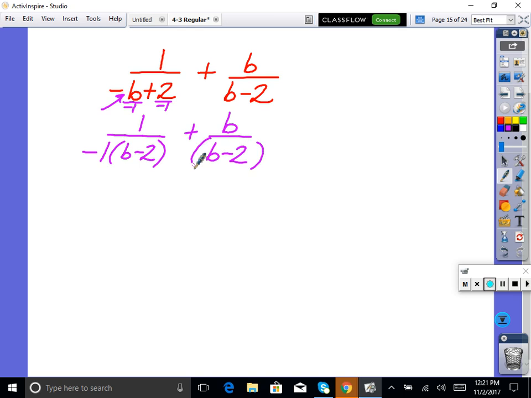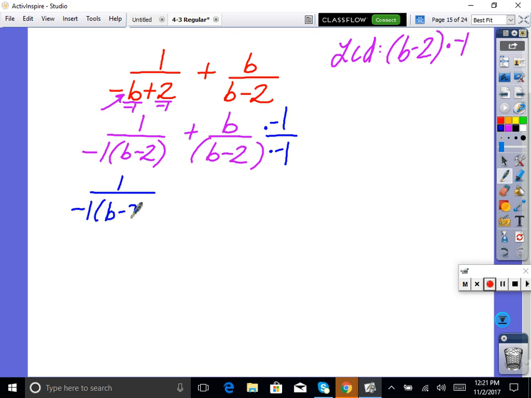Look at your denominators. What's my least common denominator? b minus 2, which is already in common, and a negative 1. So it looks like the only one we need to fix is this one. Times by negative 1, times by negative 1. So we have 1 over negative 1 times b minus 2, minus b. How did I get minus b? Positive b times negative 1, minus b, right? Over negative 1 times b minus 2.